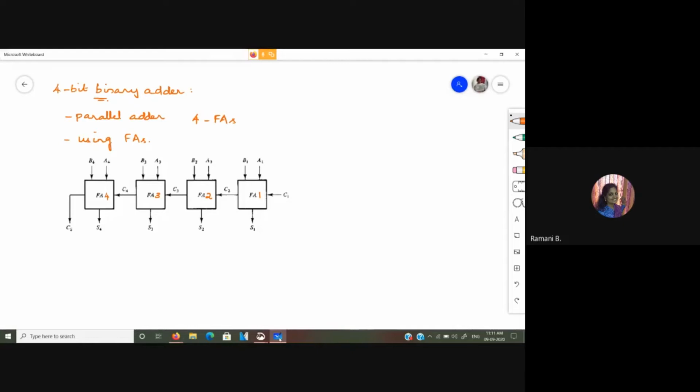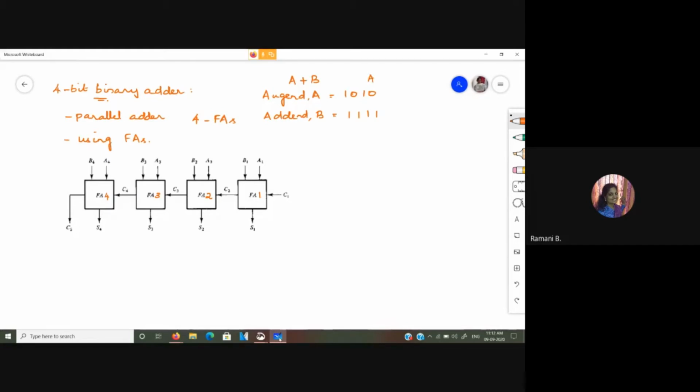So here let us consider the augend A. Let us just randomly take 1010. Okay, and the addend B, let this be 1111. So we are going to perform A plus B. And let us give the subscript such a way that the least significant bit is given the least subscript.